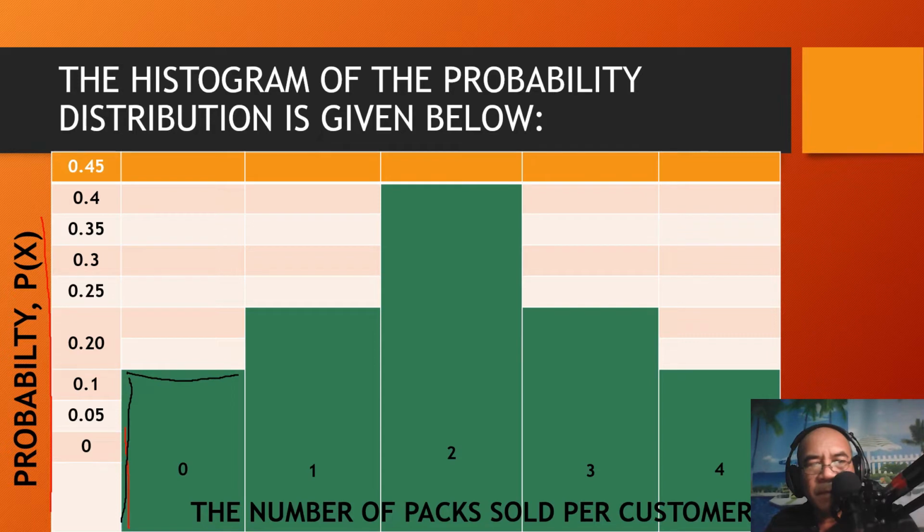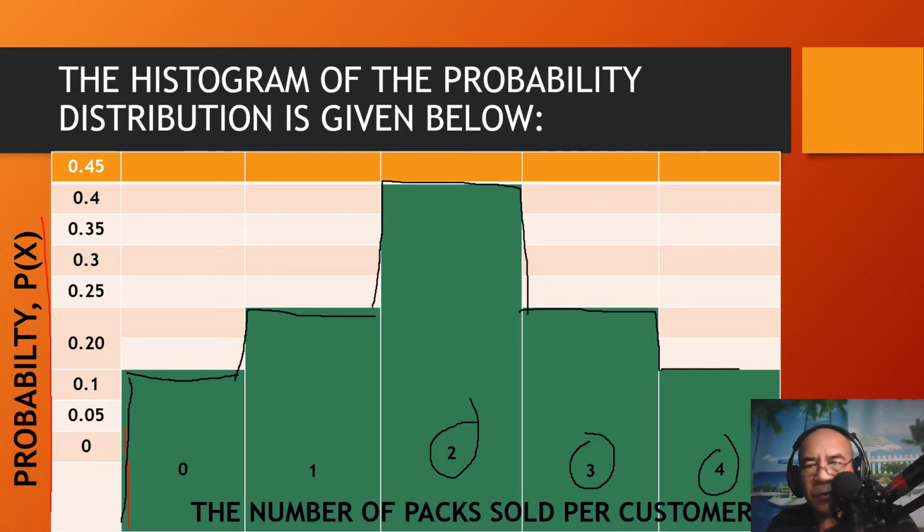So 0 is equivalent to 0.1, and 1 is 0.24, and 2 is 0.4, and the number of packs 3 is equivalent to 0.24, and 4 is equivalent to 0.1. So this is how you create a histogram.